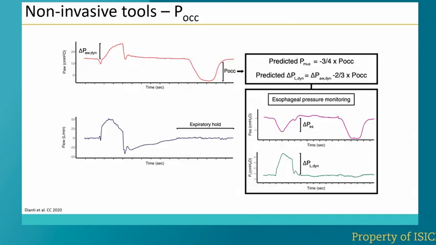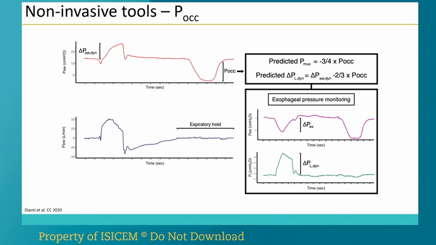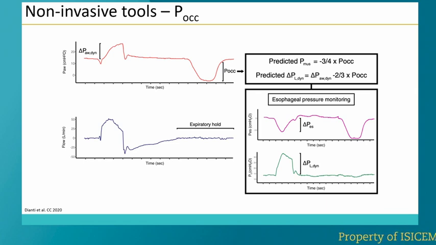So I'm just going to skim through the next ones because it's pretty much what I've just been discussing. For POCC, to get an idea of what the actual esophageal pressure swing is, you will need to correct it with correction factors derived in the study that validated this number. So you have to multiply it by 0.75 if you want to get the predicted Pmus, or the magnitude of the effort, or you'll have to multiply it by 0.66 after adding the dynamic driving pressure to get an idea of what the transpulmonary dynamic driving pressure is.